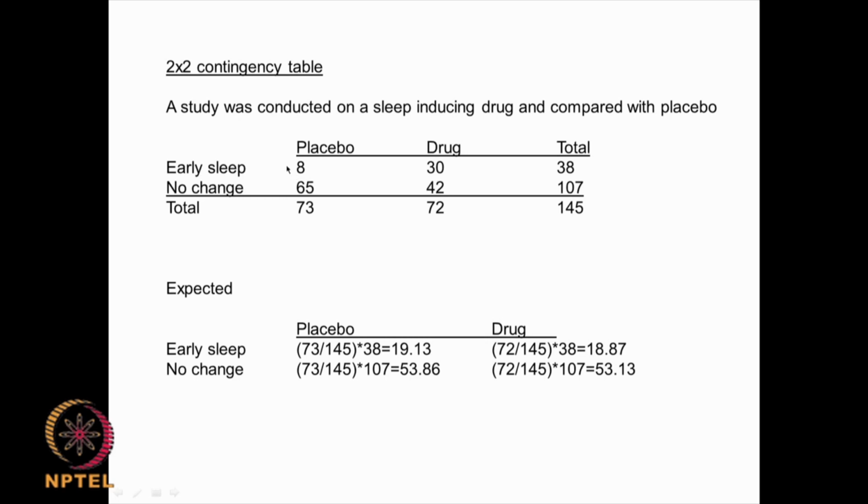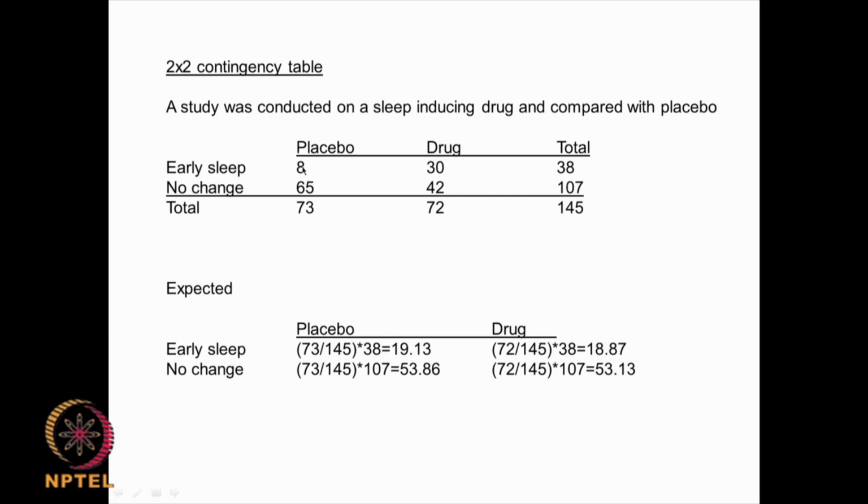So, in this problem what we have is 8 of the people who took placebo had an early sleep, but 65 of the people who took placebo said there is no change, and 30 of the 72 people who took the drug said they had slept early. 42 of the people who took the drug in that 72 lot said there is no change. So we do not know anything about the expected, we know only about what is observed. So how do we calculate this?